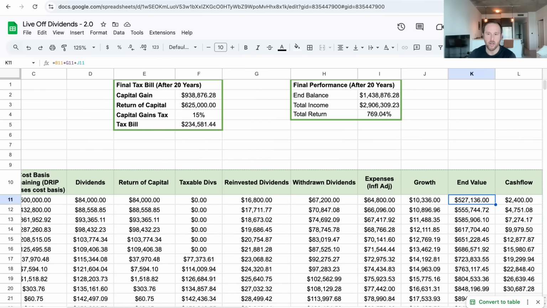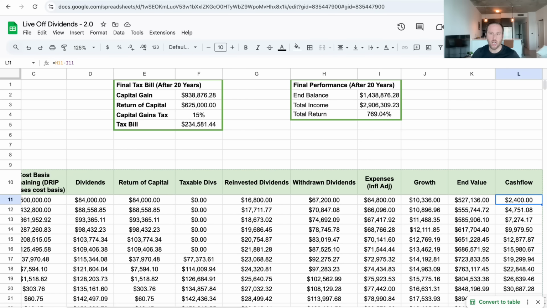527,000. All right. And that's coming from the growth plus the income. Okay. And the income that we're reinvesting, right? So we're going to take some off the table, some of the income, so that's not going to be added to the end value. What's going to be added to the end value is our growth percentage, the growth value plus the reinvested dividends. All right. And that gets us 527,000.